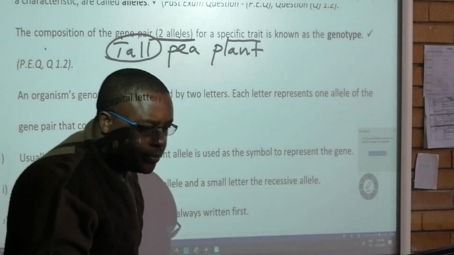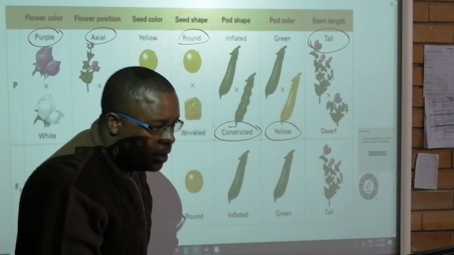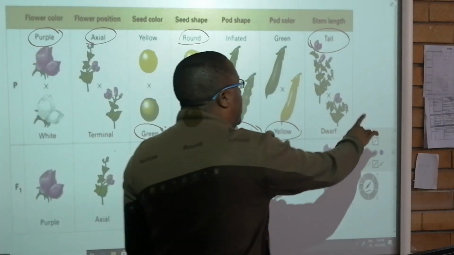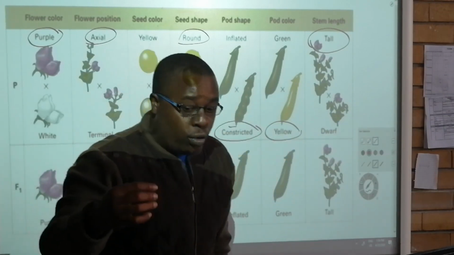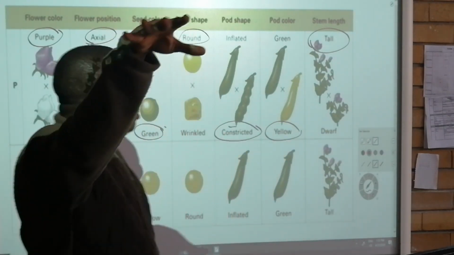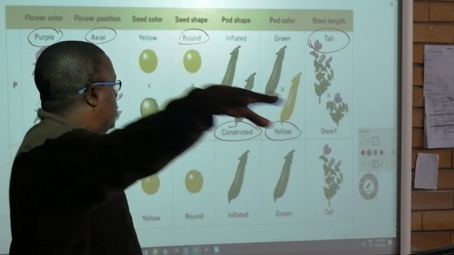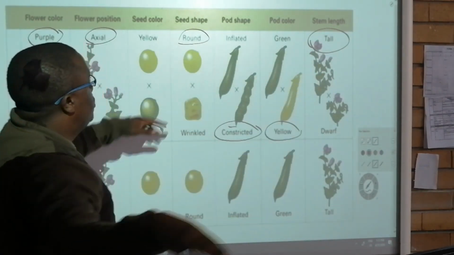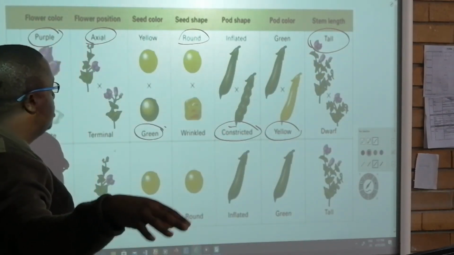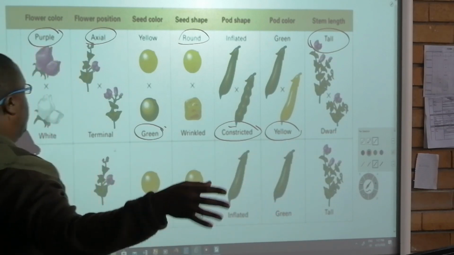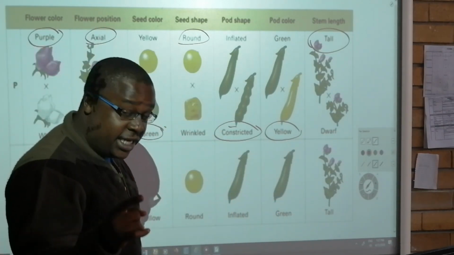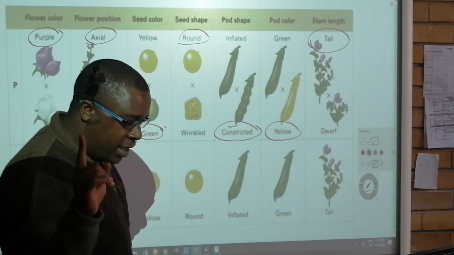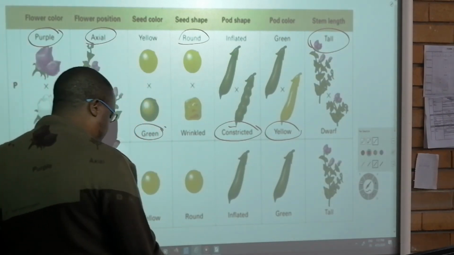Let's recap. We say that our pea plant is tall. It's tall, it's got yellow pods, which are constricted. It has round seeds that are green in color, and the flowers are purple. Right. But we're looking at one characteristic here, the gene for height in pea plants.